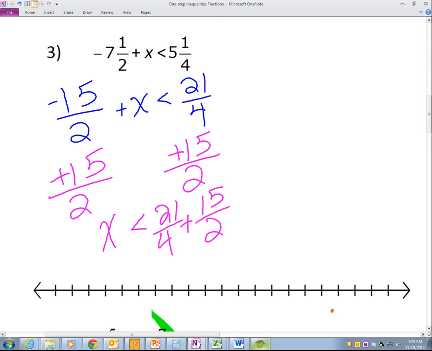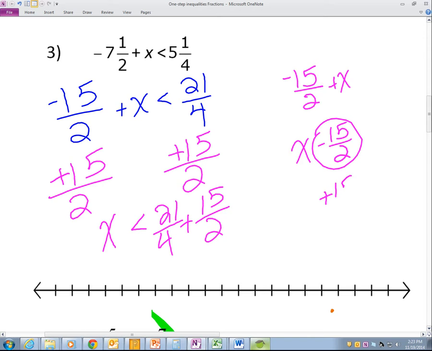And to explain quickly, a couple of my classes are really confused about that. Why did we add 15 over 2 to that situation over there? That's because this here, negative 15 over 2 plus x, can be rewritten as x minus 15 over 2, and the opposite of this would be plus 15 over 2. And these guys would cancel each other out, leaving just x. 3, 2, 1.